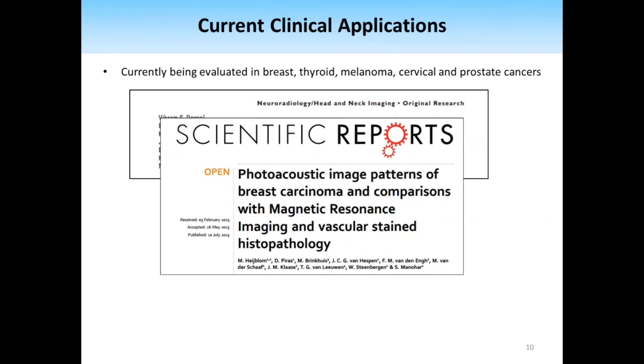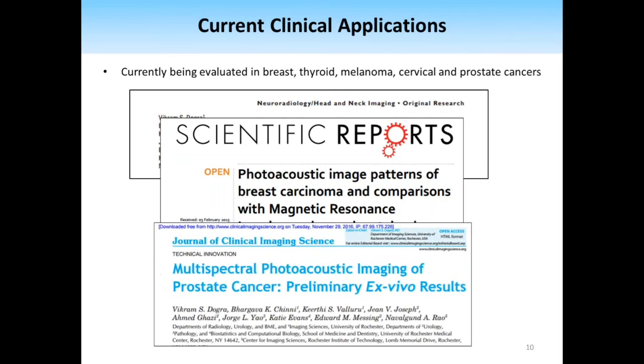A lot of work has been done in breast cancer. This study compared it to MRI to see if you could spatially detect lesions within the breast. They did a very nice job lining it up, and also comparing the photoacoustic imaging to staining of vessels, CD31 staining. And then another paper looked at ex vivo prostate cancer tissue and found findings similar to the first paper, where tissues which had higher deoxyhemoglobin levels, which were more hypoxic, were more likely to be malignant.